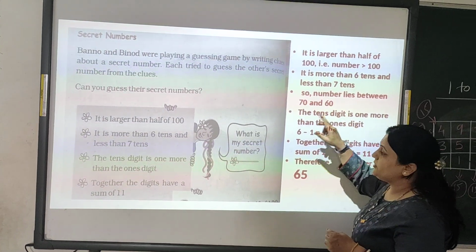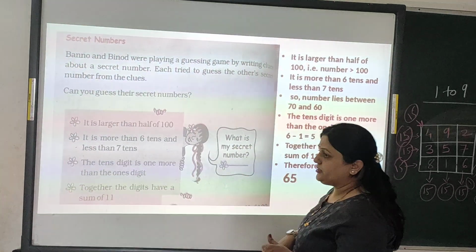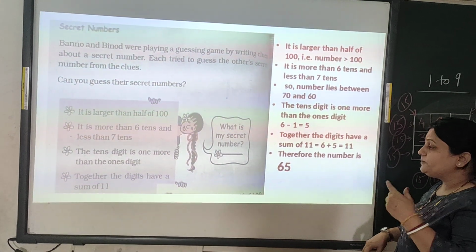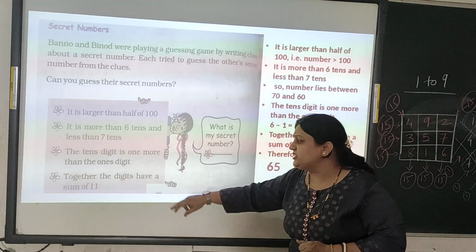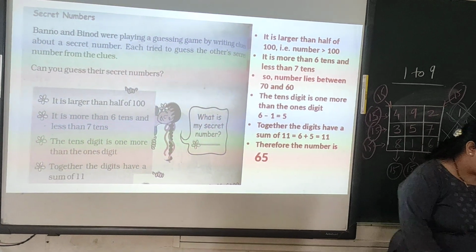See here, I have written. Then the tens digit is 1 more than the ones digit. Means what? The tens digit is more than the ones digit. Okay. And together the digits have the sum of 11. So you can write these numbers.